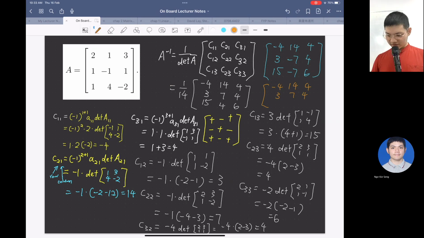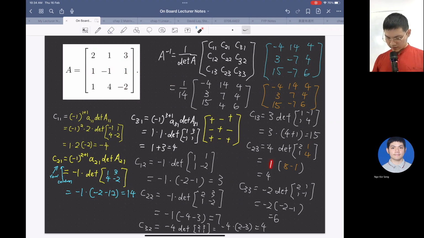You also 7. Okay. And 6. Okay. So I think I have definitely wrong at C23. So C23 is what? I get the wrong minor. So it's a 2114. So it's a 8 minus 1. 2, 3. So it's this one, 1.